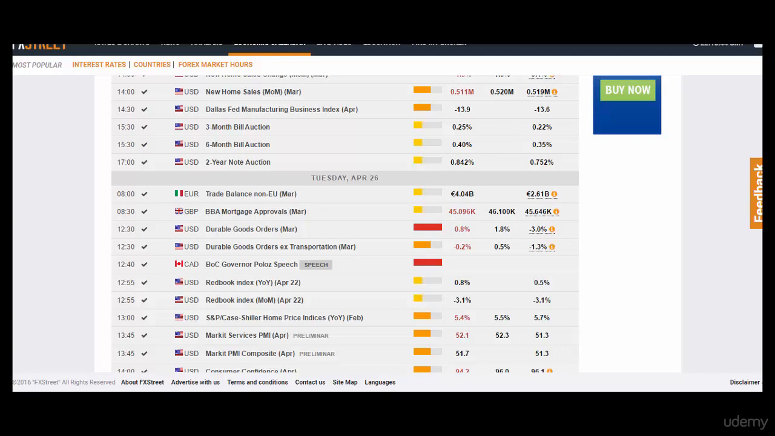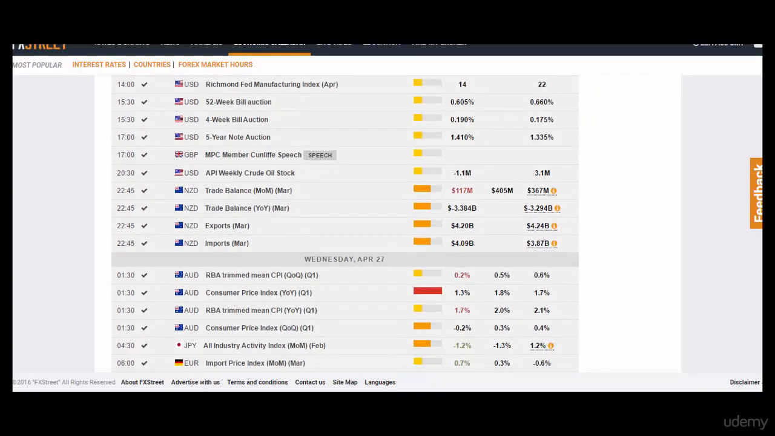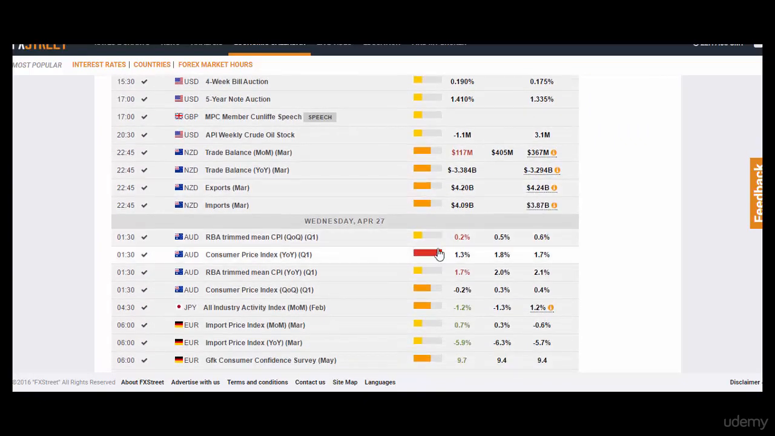If you know that the fundamental announcement is going to come out bad, then you can enter the market before. If you're not sure, then it's best to wait until the release of the fundamental announcement, then you enter the market. For example, on April 27th, we have consumer prices for the Australian dollar. Now, this is a high volatility economic indicator. It's going to cause high market volatility. So prices are going to move whenever this announcement is released.